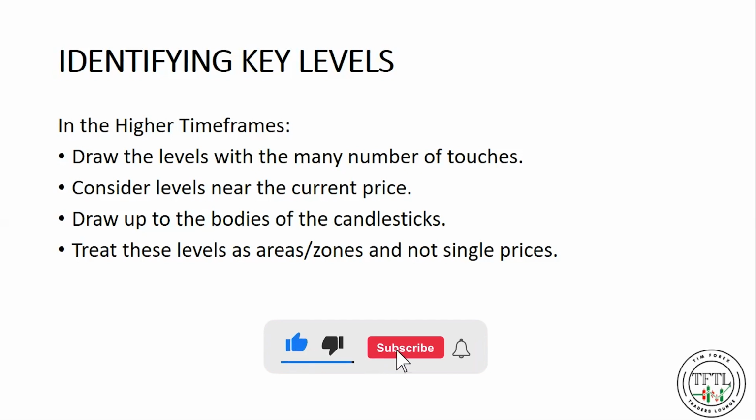Okay, so now I want us to go to the market so that we can look at different examples on how to do a top-down analysis.